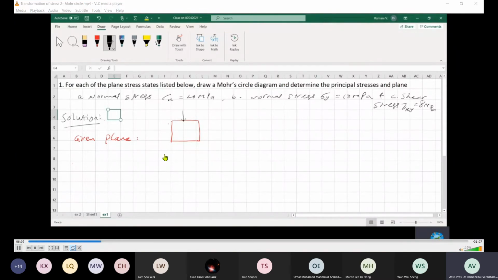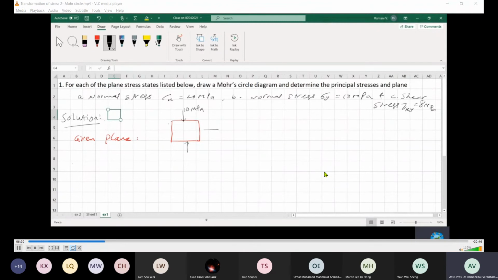Normal stress at this point is how much? 10 megapascals. So it should be contracted by this other direction. Then it is stable. According to the equilibrium condition in any body, if there is a force, then there should be an equal and opposite one. That is why I put another arrow here.